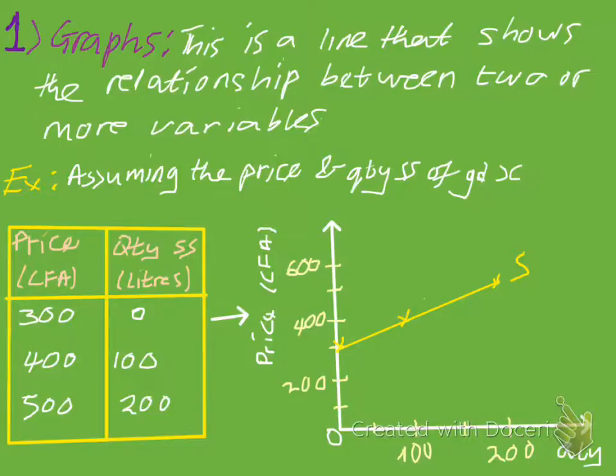This is the concept of representing data in the form of graphs. We have represented a relationship between price and quantity supplied of good X, from the changes in price and the changes in quantity supplied, on a straight line graph. You see now, this is the shape: a positively sloping supply curve. Quantity increases with an increase in price. It has a positive, direct relationship: the increase of one is caused by the increase of the other.